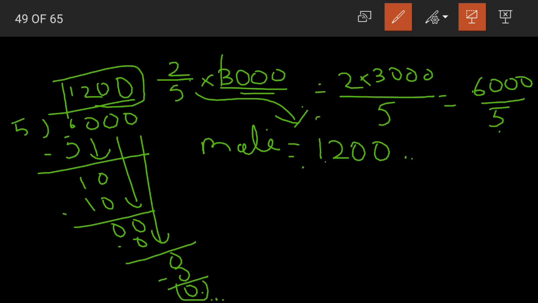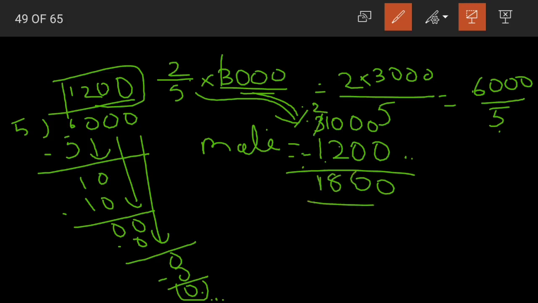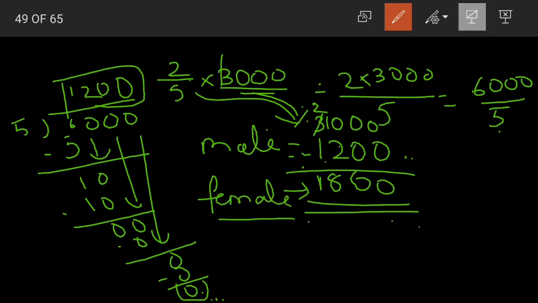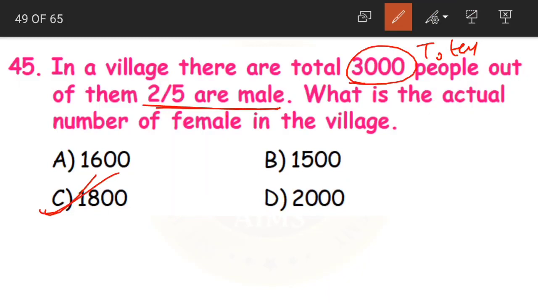Now how many will be the number of females, children? How to find out? We need to subtract. Yes, when we subtract the number of males from the total population, 0, 0, 0 minus 2 is not possible, borrowing. 10 minus 2, 8, and 2 minus 1, 1. So this 1800 will give us the number of females in the given village. 1800 is our correct answer. That is our option C.